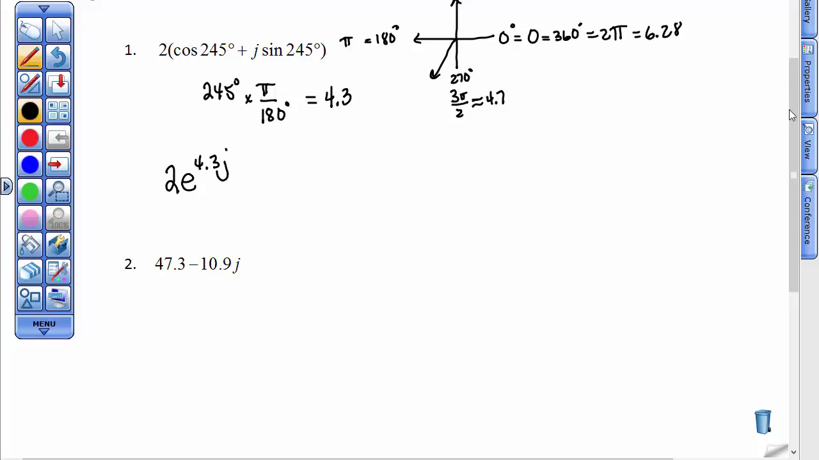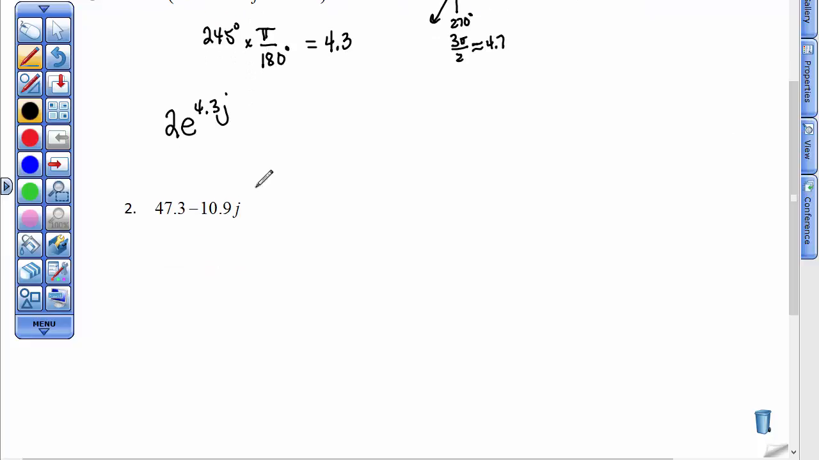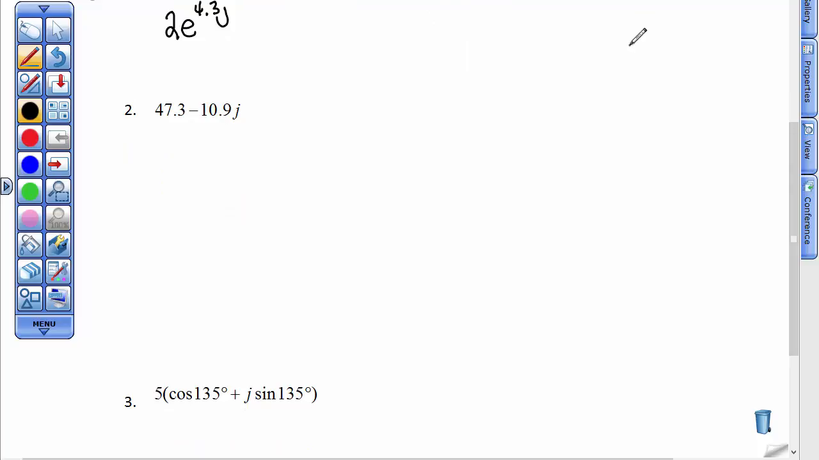If I ask you, which I will, to go from rectangular to polar to exponential, I'm just going to do a little reminder over here. A plus b times j is rectangular.